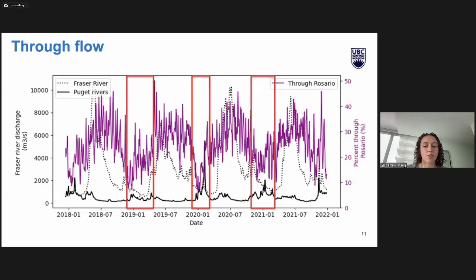And the Fraser River is the dominant freshwater source. Over 65% of the freshwater in the Salish Sea comes from the Fraser River. So it is the Fraser River that's causing the seasonal increase in the water transport, but the proportional increase through Rosario Strait is likely because of the influence of the Puget Sound rivers.